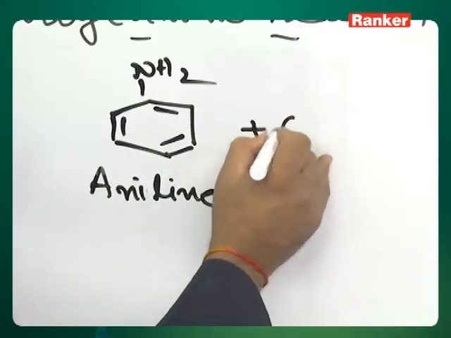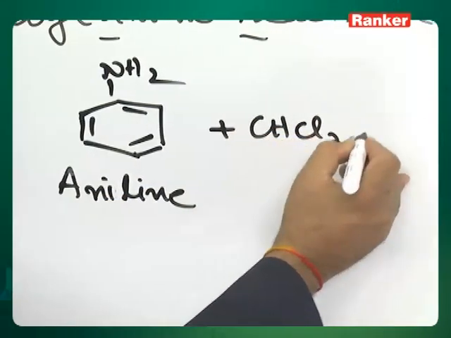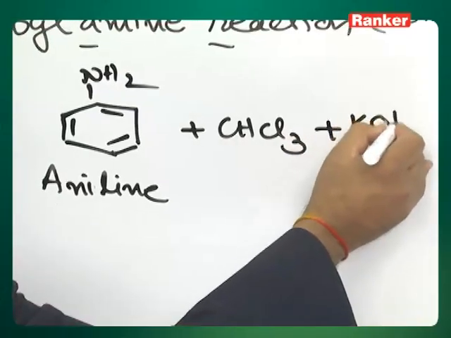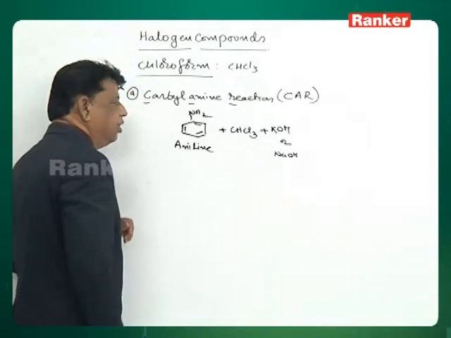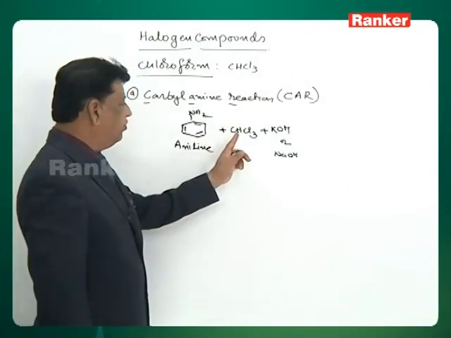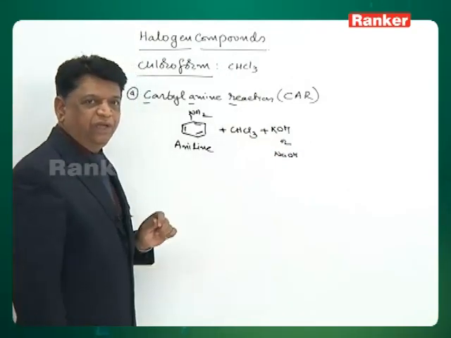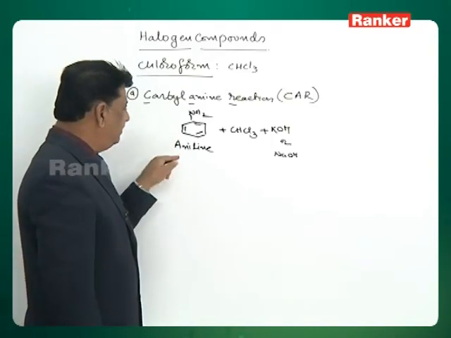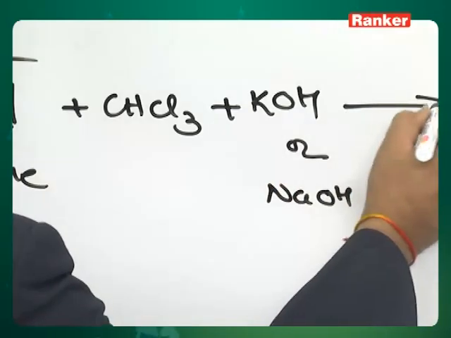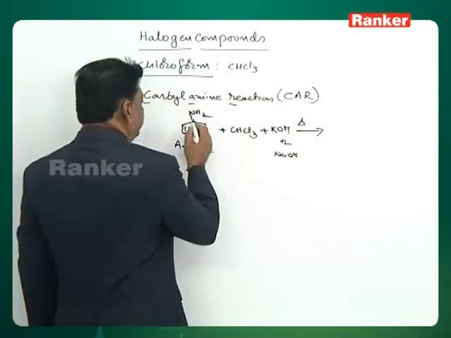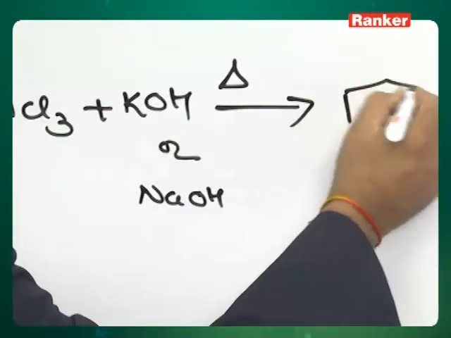The aniline reacts with chloroform, CHCl3, with KOH or NaOH. See here one common reagent, that is chloroform and KOH. Previously also we have seen this with the phenol. This is with aniline. Aniline, chloroform, KOH on heating, the NH2 converts into NC.